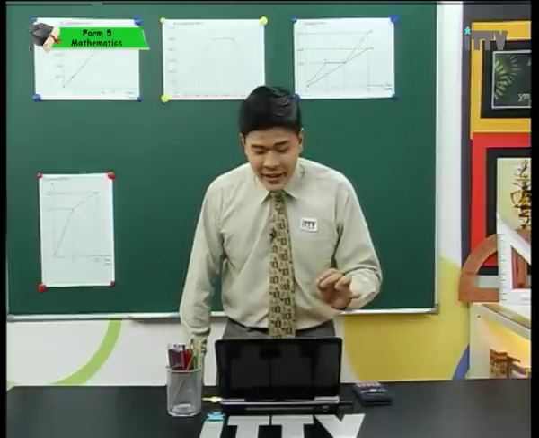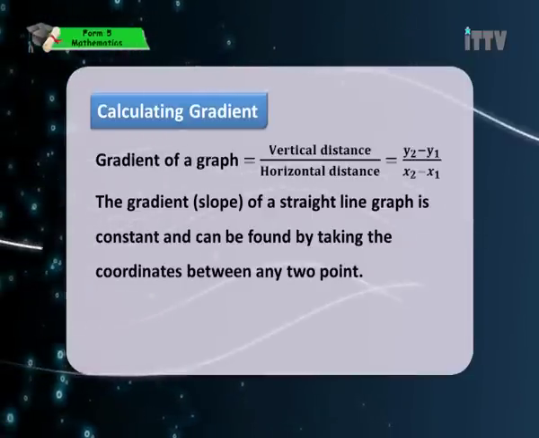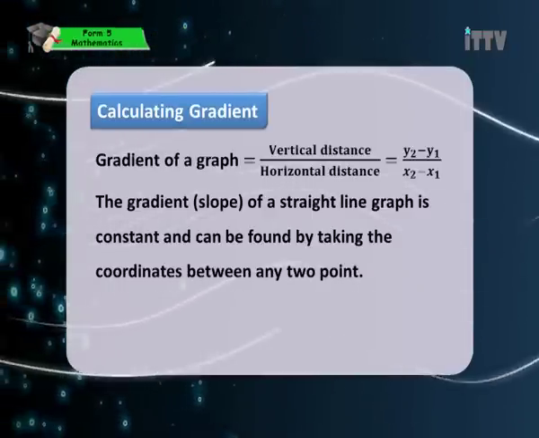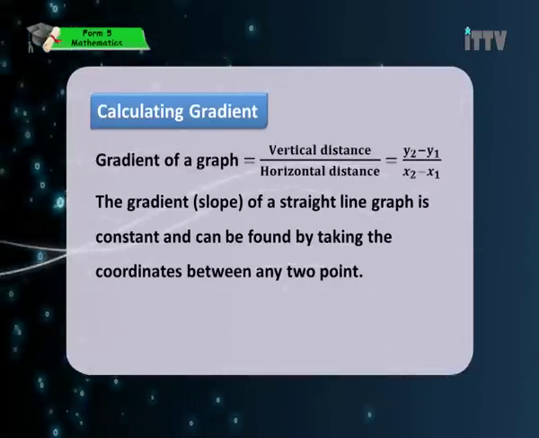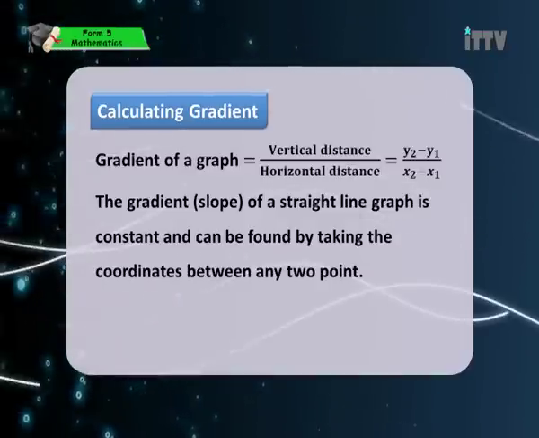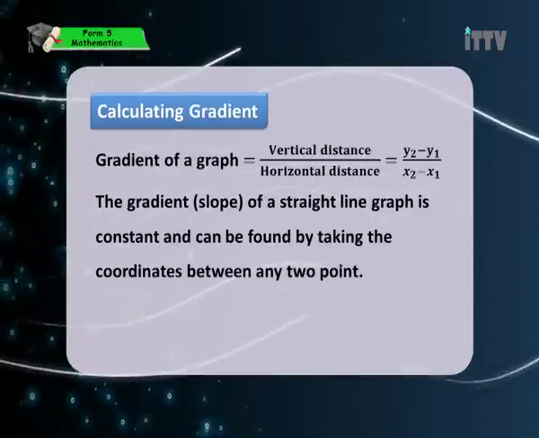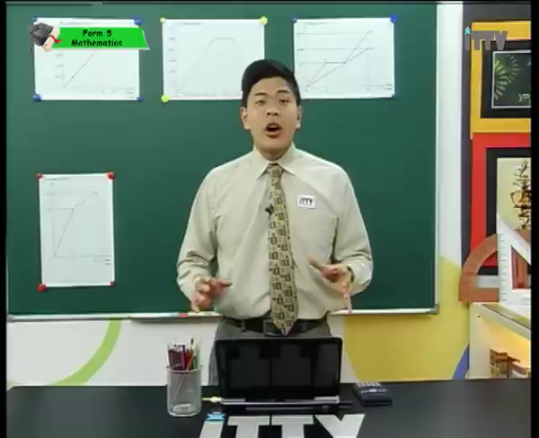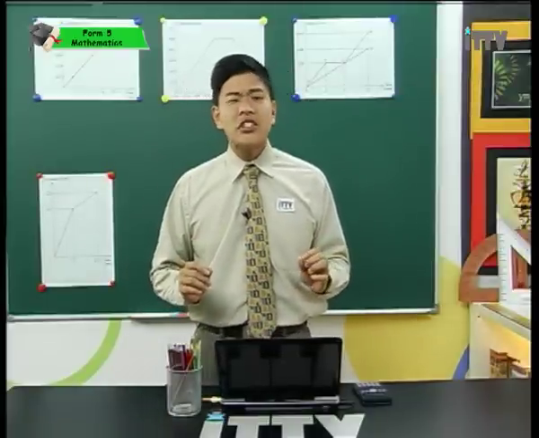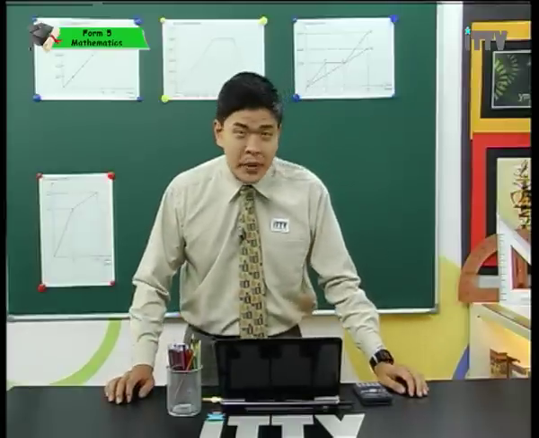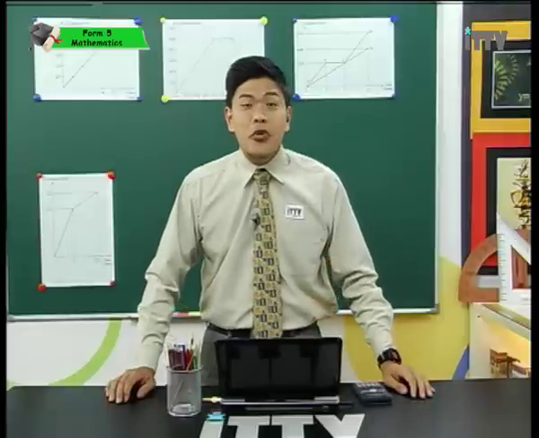Now, this is what we have learned in the previous year. Gradient of a graph is equal to the vertical distance over the horizontal distance, or equals y2 minus y1 over x2 minus x1. The gradient or slope of a straight line graph is constant and can be found by taking the coordinates between any 2 points. That is what we have learned, especially in the straight line chapter. Remember that chapter? Don't forget that every straight line has a gradient, and a gradient is very special because it tells you the steepness or the slope of the line. So the steeper the line, the greater the gradient.